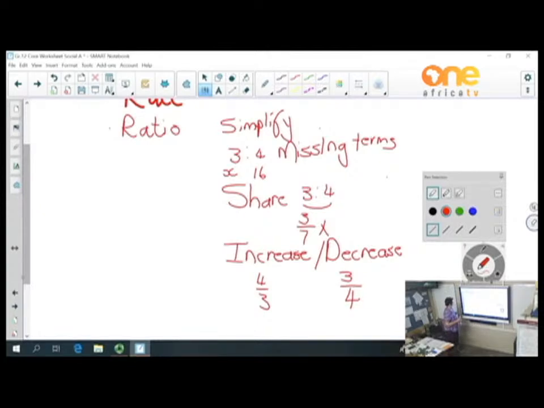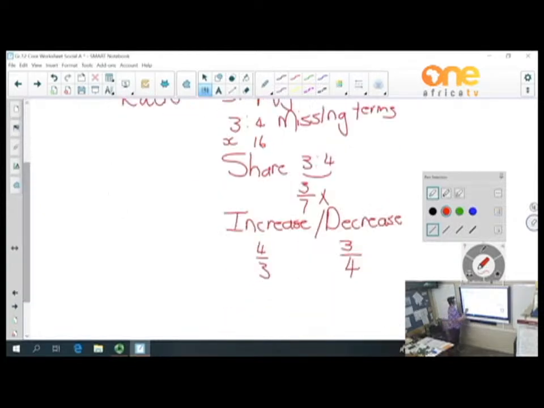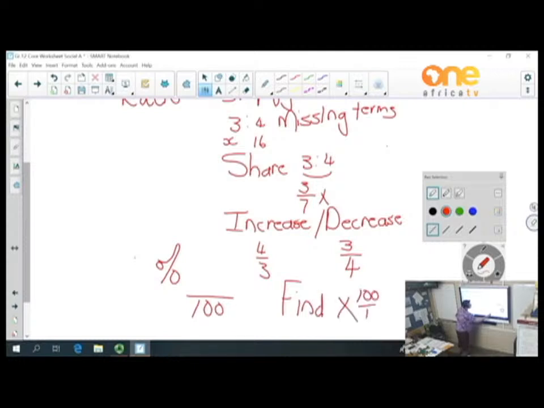Another thing that we need to remember is percentages. Remember, whenever you see that sign, it is over 100. And then the other method is to find a percentage. Then we multiply with 100 over 1. That's how you find the percentage. You see the percentage, you put it over 100.